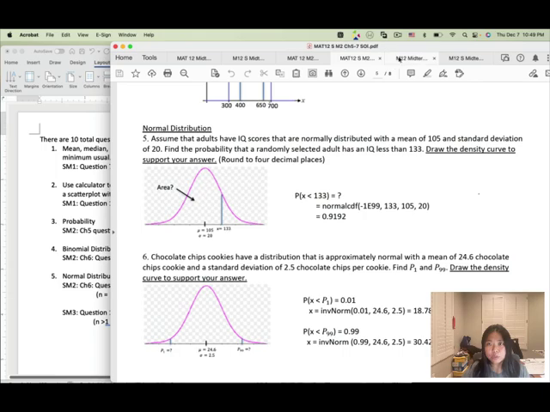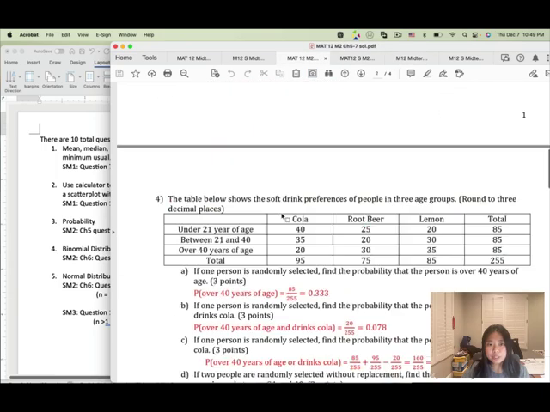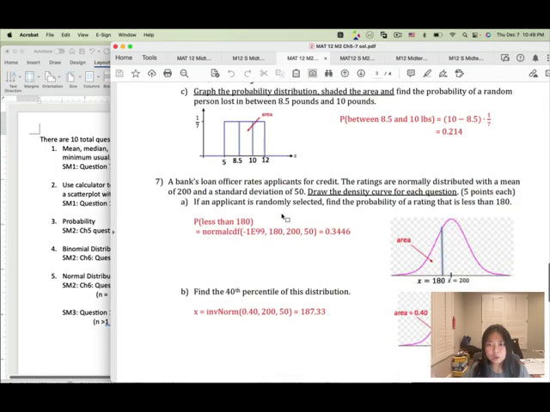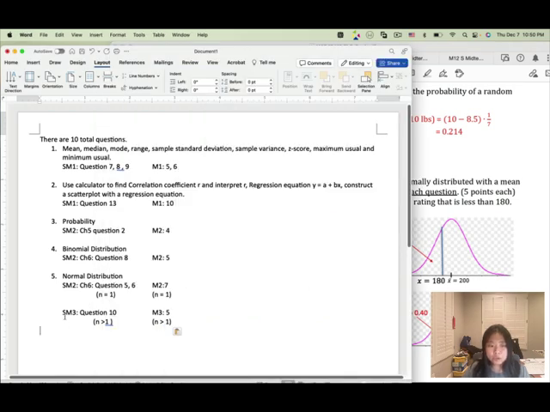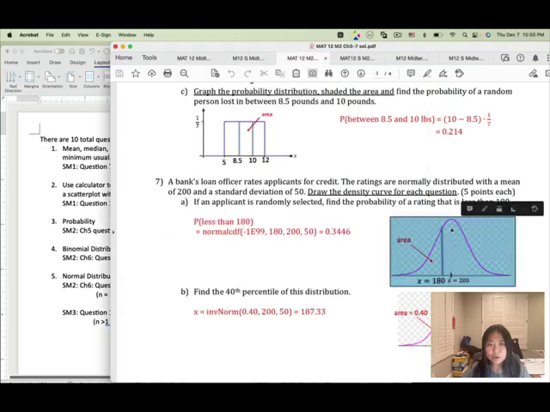And then the midterm 2, number 7. Also, they are looking for if an applicant is randomly selected, the sample size is n equal to 1. Okay, and then review the sample midterm 3, question 10.